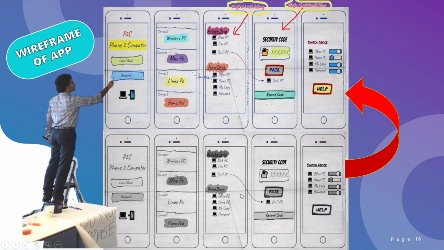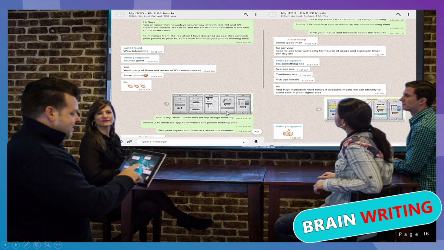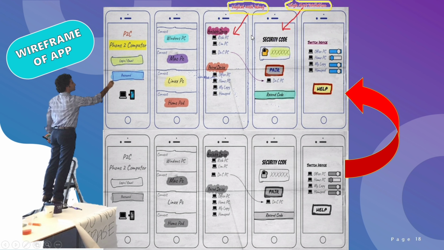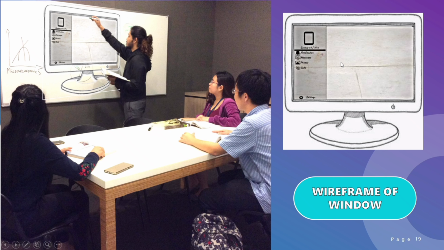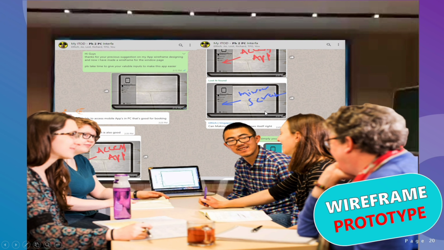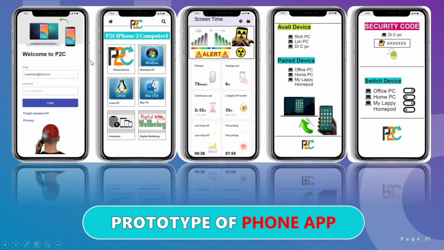So this is my initial wireframe of my prototype. Additionally, I added the coloring here, based on my team's inputs. People asked me about digital well-being and high alert radiation. So you can see the prototype of my phone app pages. This is the wireframe of my initial windows, with some inputs, and based on that I created this.